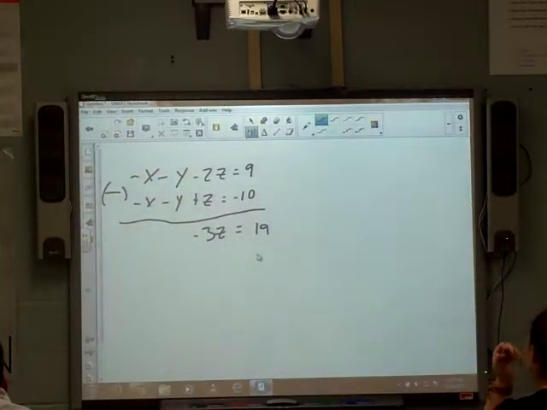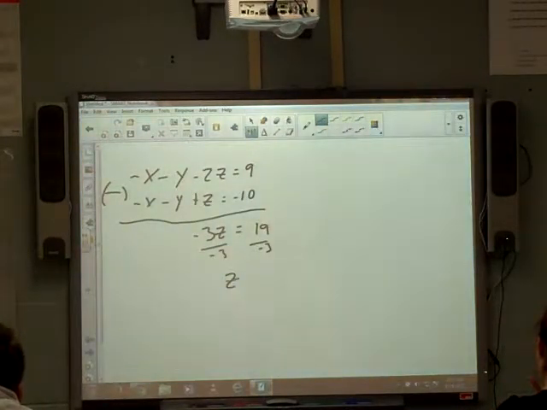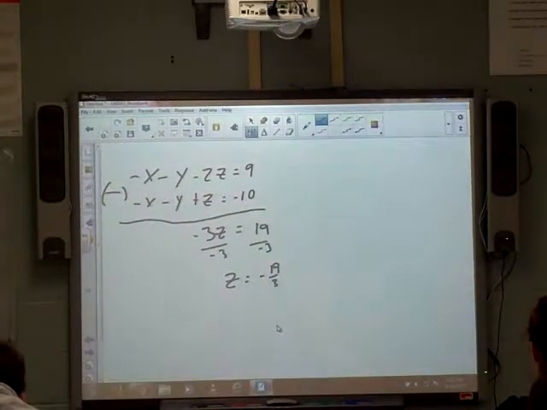And I get that because this one is a fraction. I'm just going to leave mine in a fraction. If I divide that by negative 3, I'm just going to leave it at negative 19 thirds. Okay, it is a repeating decimal, but I'm going to leave it right there.